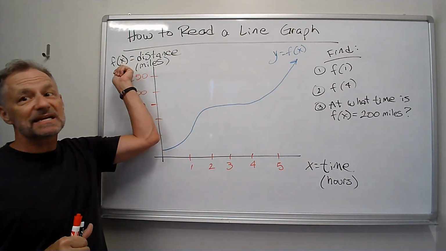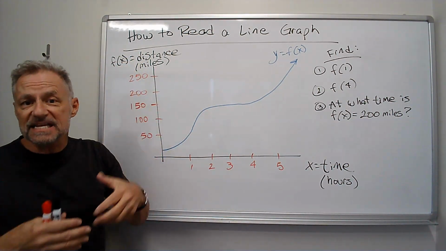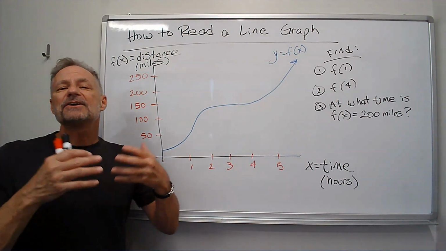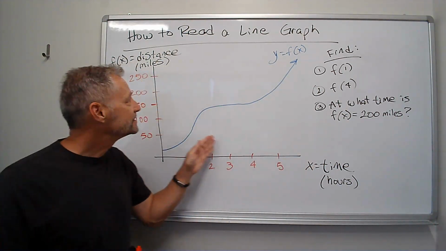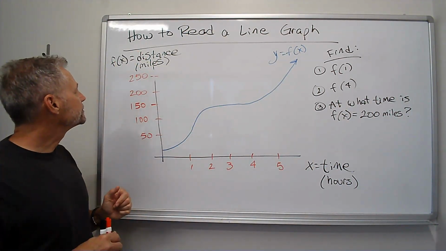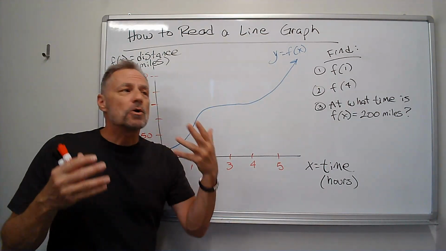And this could have been like d of x or d of t standing for distance. So the letters don't matter. Don't get caught up in that. But essentially, this is always x, this is always y, or our function value. Okay, so the idea goes like this.